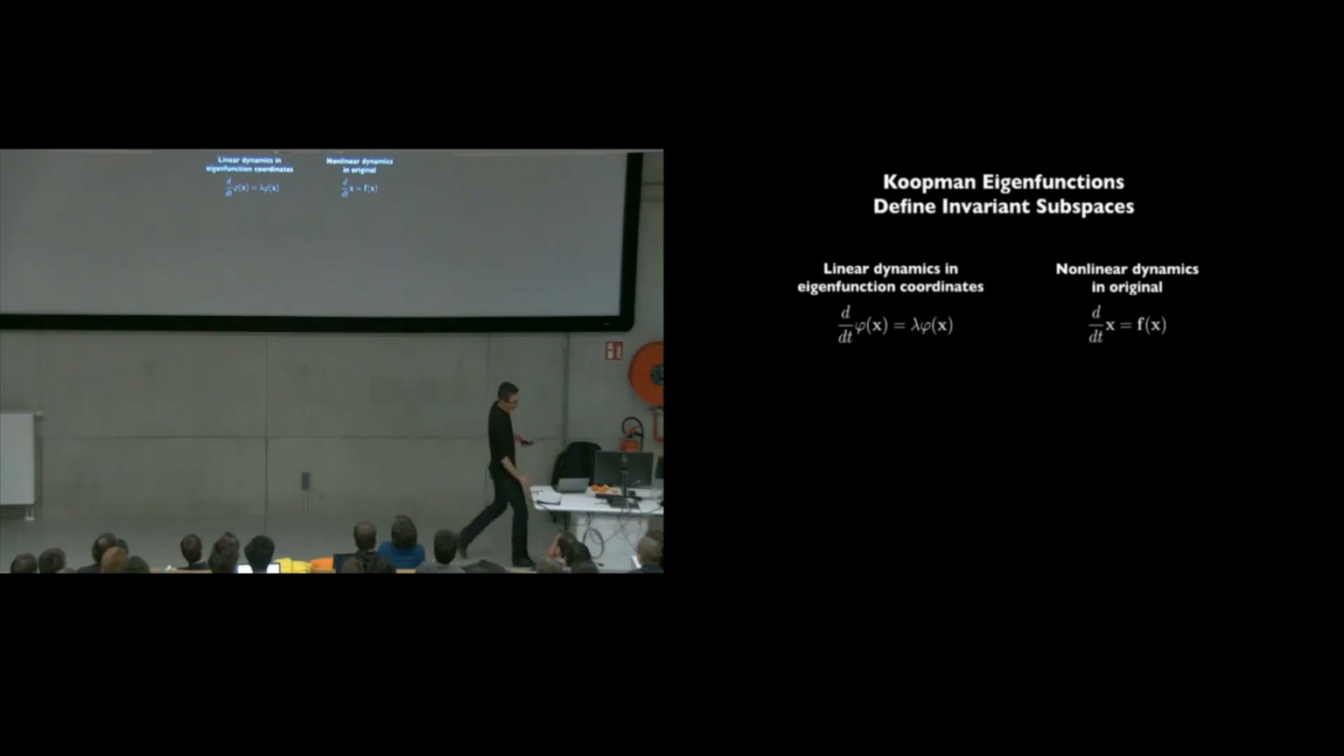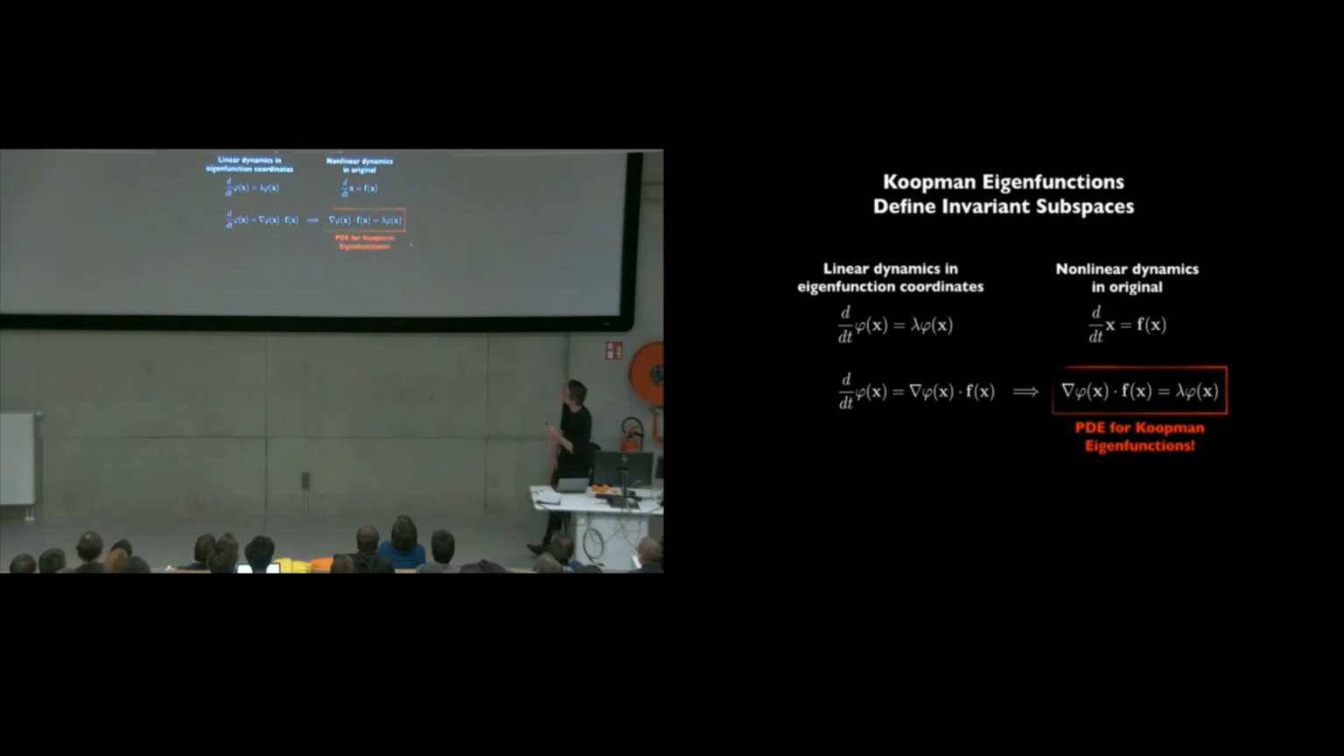And so what I can do is I can apply the chain rule to this quantity here. So I can get the grad of phi of x dotted with x dot, which is grad phi dotted with f of x. That's what the time derivative of phi of x equals. And that has to equal lambda phi of x. Okay? This is a partial differential equation for Koopman eigenfunctions.